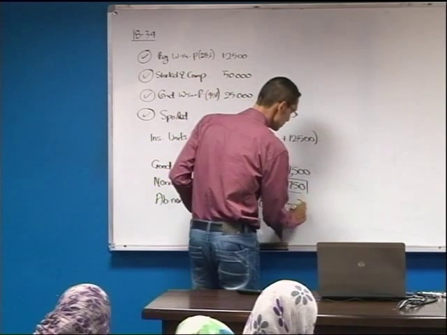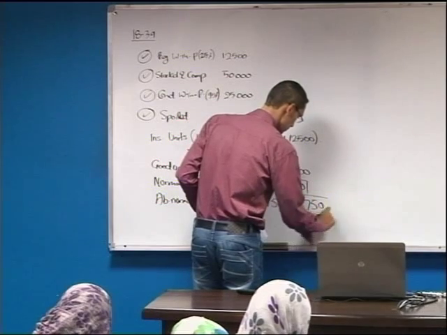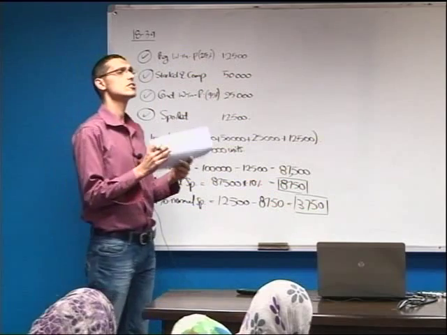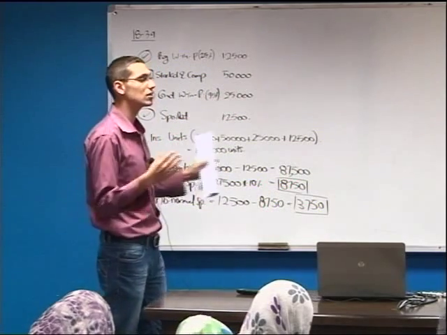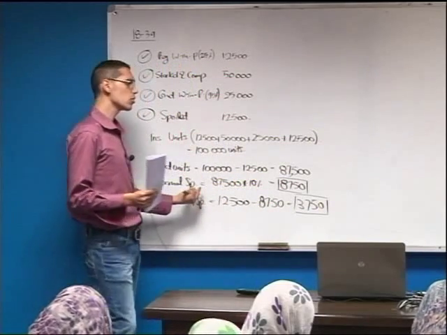$3,750. Therefore, as we can see here, the first thing that we need to do is to calculate or determine what is the normal spoilage and what is the abnormal spoilage. Now, what we are going to do with the normal spoilage?